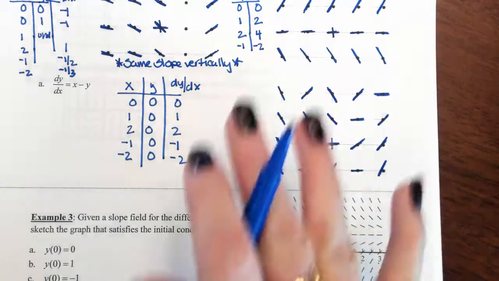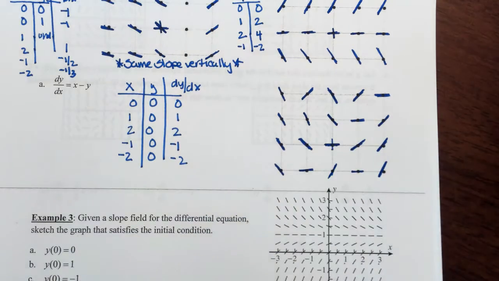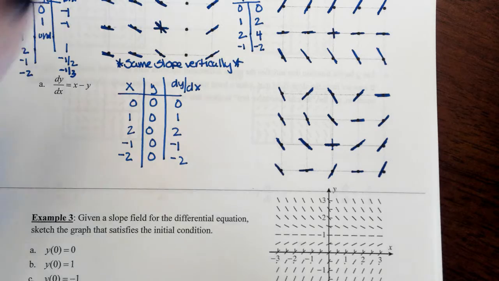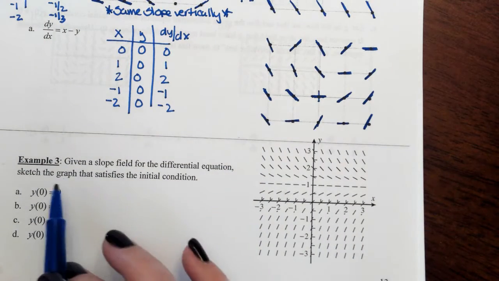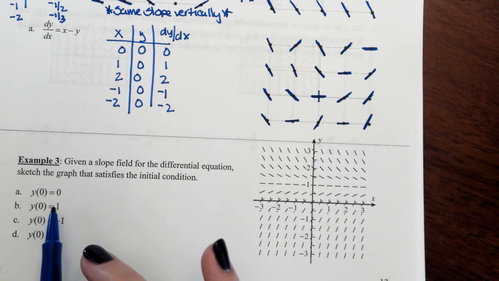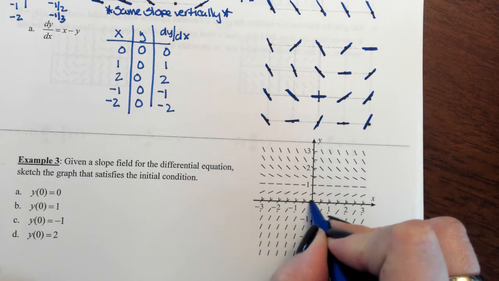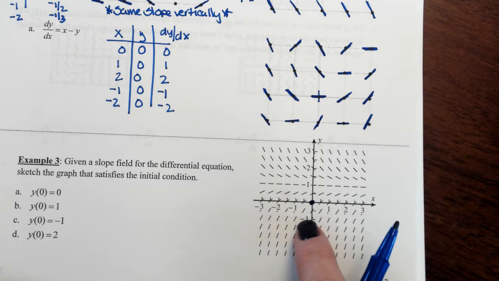So you can see there is no pattern to this slope field, in that you don't have the same slopes going horizontally or vertically. That's when you look at a slope field and you know that you've got a differential equation that has both an x and a y. So sometimes what you have to do is they'll give you a slope field and they want you to sketch the graph that satisfies the initial condition. So for example, y of 0 is equal to 0. So what you want to do is make sure that your graph passes through this initial condition 0, 0.